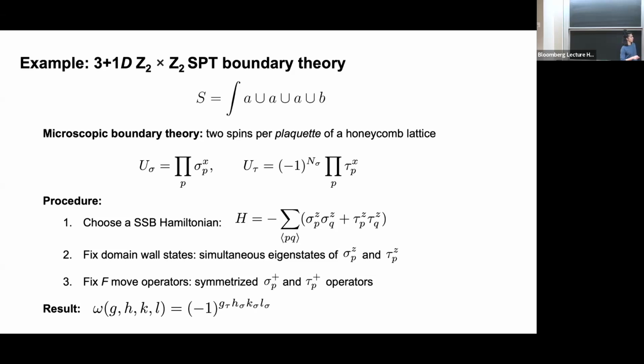So far, the form of this symmetry has not entered into the Hamiltonian or the choice of domain wall states. So it had better enter into the third choice that we make, which is to fix the F-move operators. The F-move operators are defined as follows. We consider sigma plus and tau plus, and then symmetrize these operators to obtain symmetric F-move operators. This is the only place that the symmetry comes in, in this symmetrization.